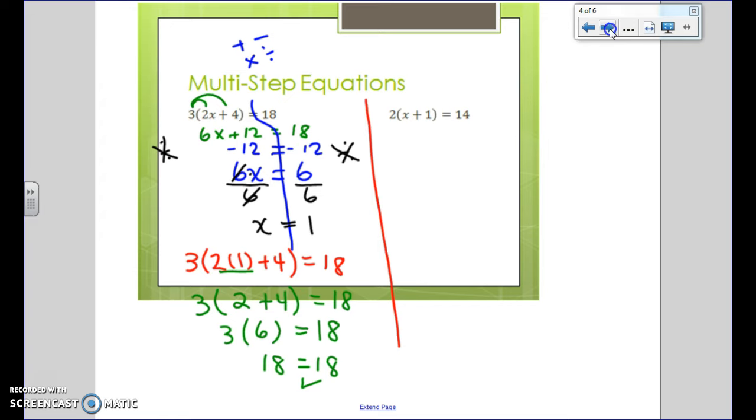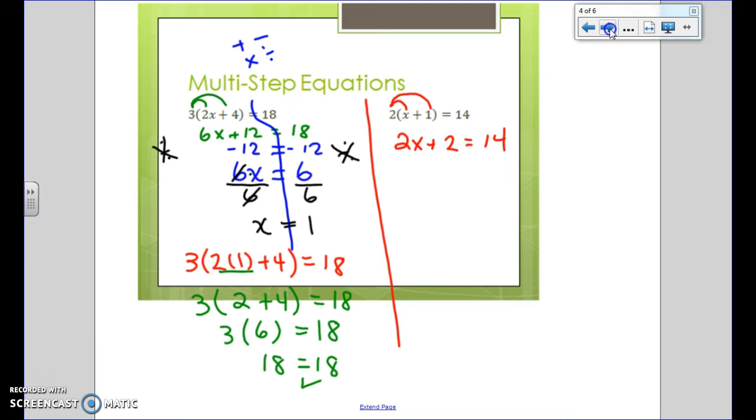And again, what you'll notice is that we have some parentheses and some extra operations we need to do to get that variable all alone. And so in this case, and for today especially, if you see there's some distributing that you can do, that would be a good place to start. So let's distribute the 2 into both parts of the parentheses. 2 times x is 2x, and 2 times 1 is 2. And that is equal to 14.